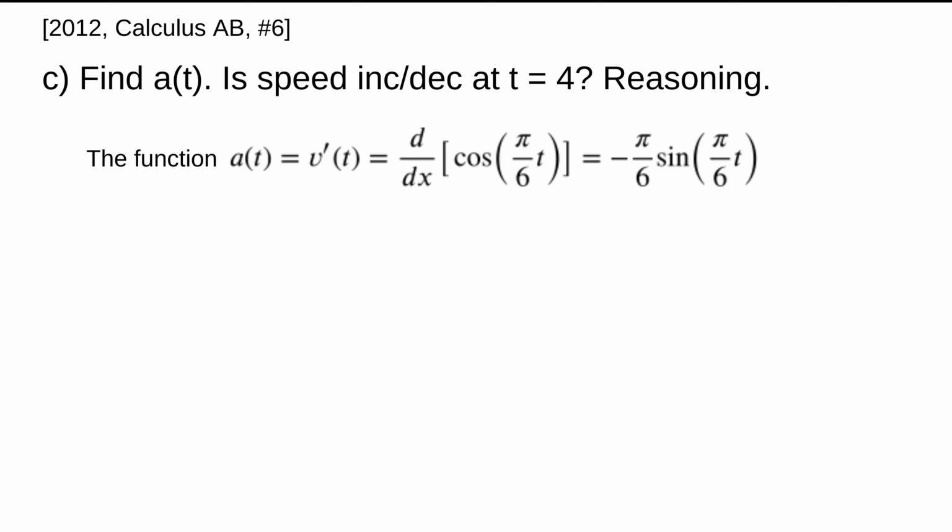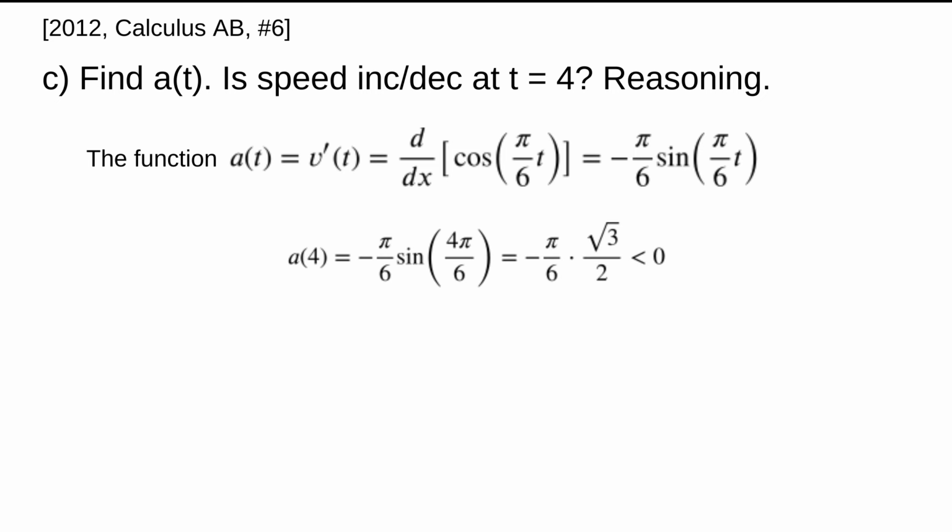Now we have to determine if the speed of the particle is increasing or decreasing at t equals 4. So the way we're going to do this is the speed of the particle will be increasing if a of t and v of t have the same sign at t equals 4, and the speed will be decreasing if they have opposite signs. So what we need to do here is evaluate a of 4 and v of 4 enough to know whether or not they're going to be positive or negative.